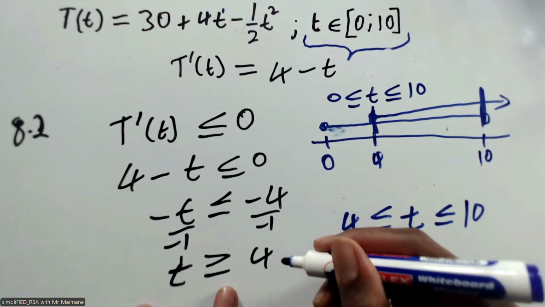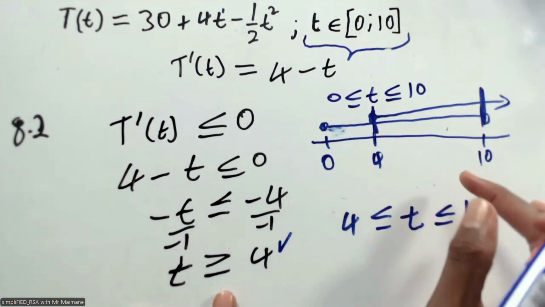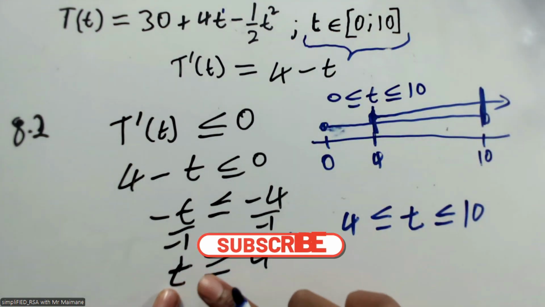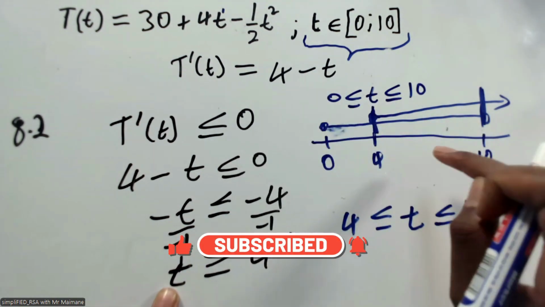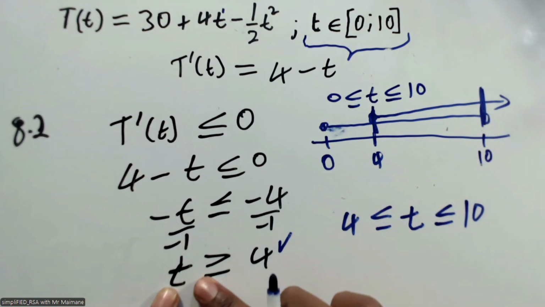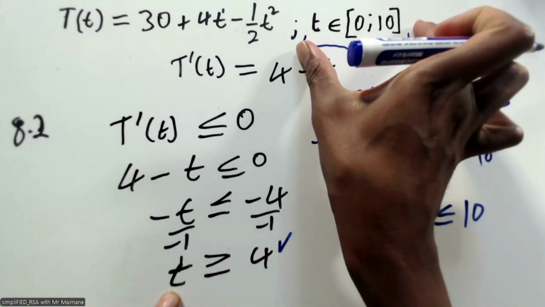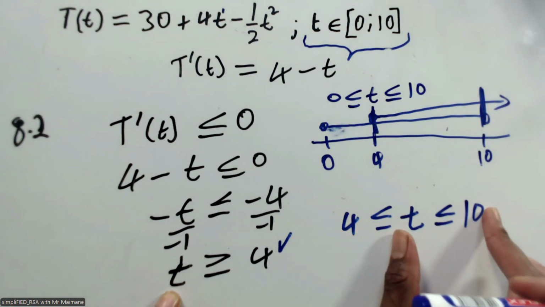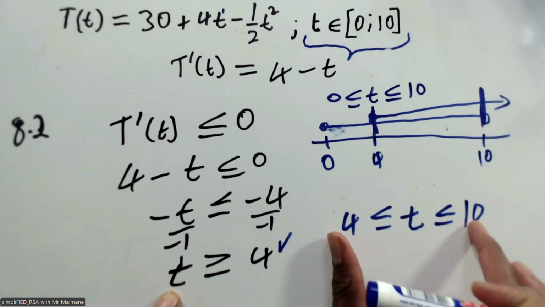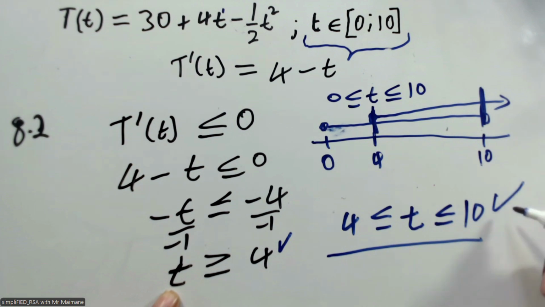So you may fall for it thinking this is the final answer. No, you have to consider the interval that was given, because still, if I put it like this and say t is greater than 4, I'm saying it's greater than 4 going throughout, meaning 4, 5, 6, 7, 8, 9, 10, 11, 12, up to infinity. But because I'm given from the formula that the time doesn't exceed 10 hours, I have to show that for anything greater than 4 but less than 10, the temperature was decreasing. Hence, this would be my final answer for question 8.2.